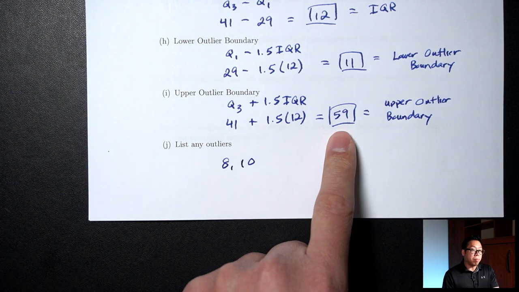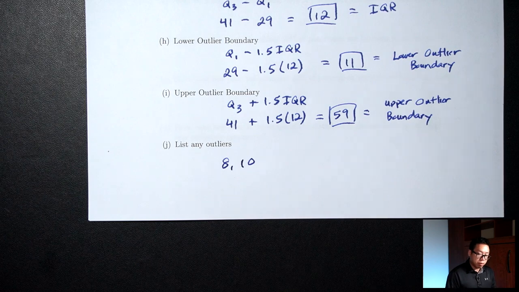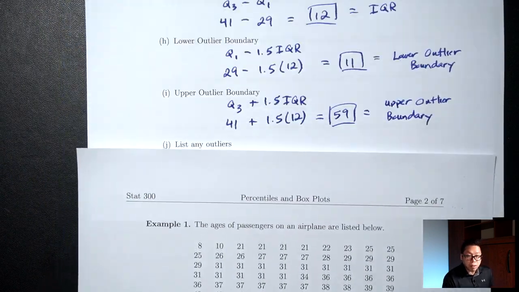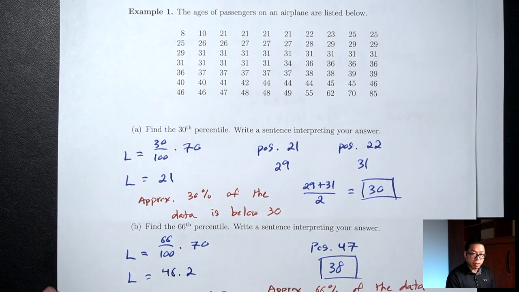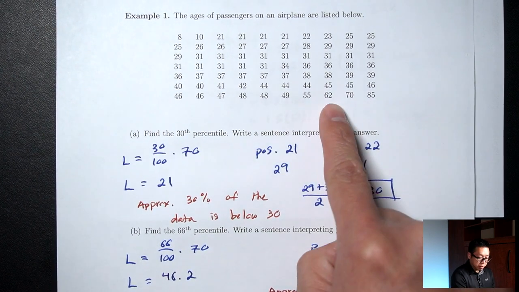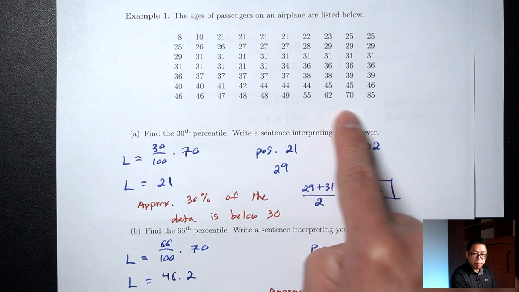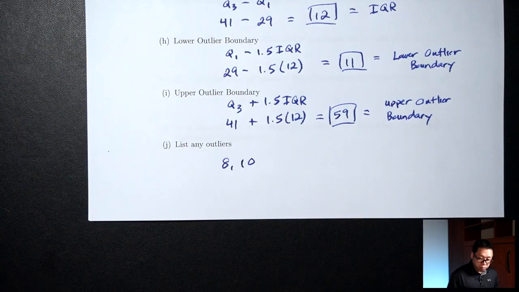And any number that's above 59 is also an outlier. So any numbers that are above 59. So do we have any data values above 59? Yes, 62, 70, 85. So those three are considered outliers also.